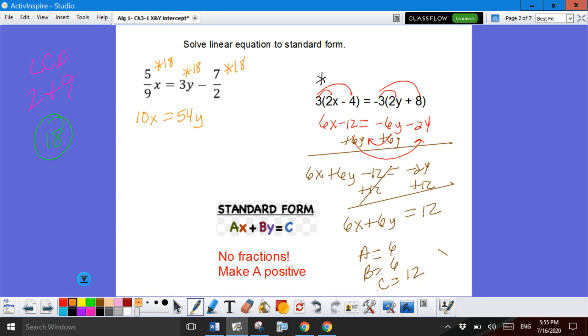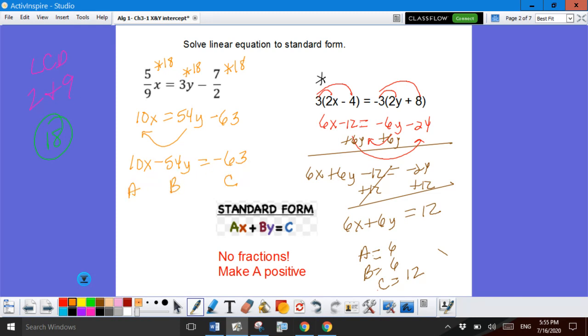Okay, let's see how you did here. If I take 3 times 18, I get 54. So negative 7 times 18 divided by 2 is going to give me a negative 63. And this one's pretty simple to finish solving, because all I have to do is move that 54y. So 10x minus 54y equals a negative 63. And there's my A, there's my B, there's my C.